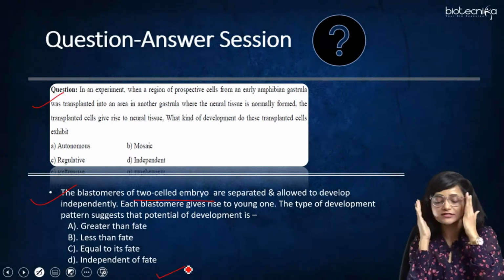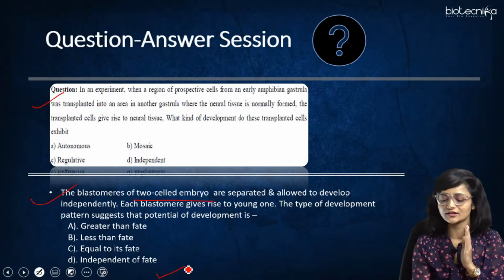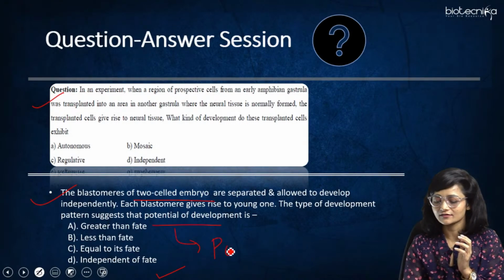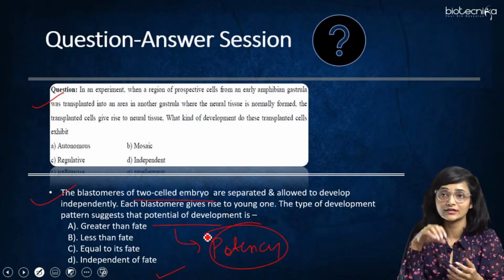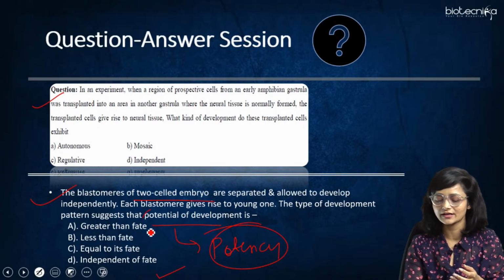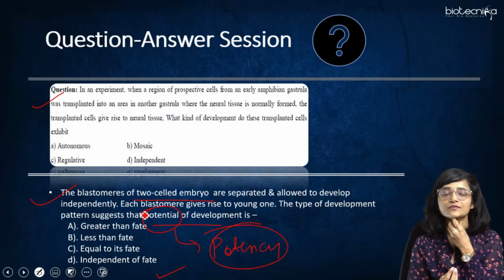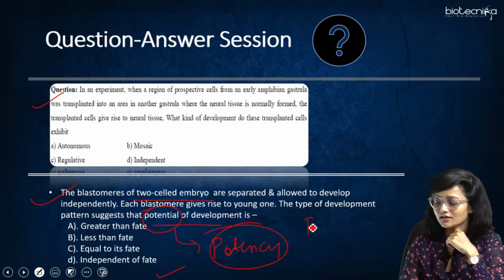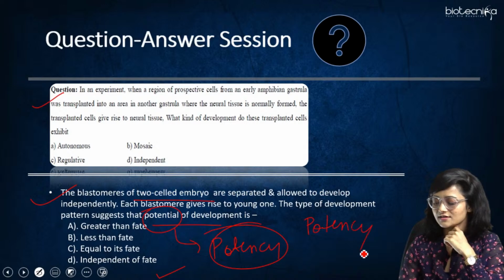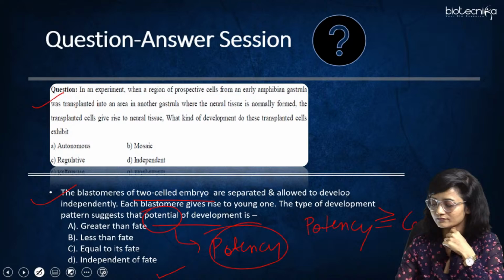So for this, option C is the correct one, equal to its fate. Here the question is majorly asking about the potential of the development. Here the potency plays a role. The question is being asked in such a way where you need to figure out what it is majorly asking. From potential, you need to understand it is basically asking about the potency. We have read earlier in the slides that the potency is always equal to, or greater than, the cell fate, right? Mostly it is equal to the cell fate.